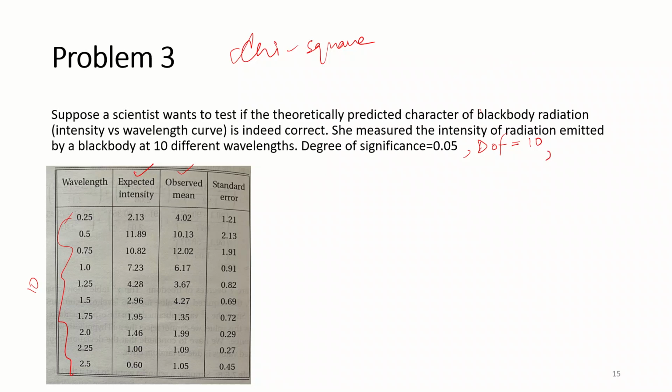So I have to just check the table. For d equal to 10, at the significance level 0.05, the table value is 18.307.